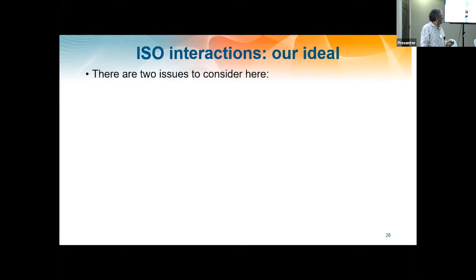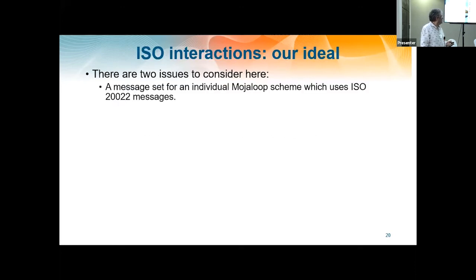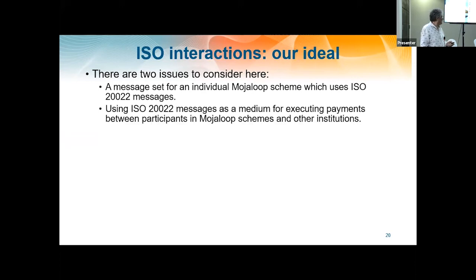So what we'd really like to be able to do is, first of all, we need a message set for an individual Mojaloop scheme which uses ISO 20022 messages. But also, we would like to be able to use ISO 20022 messages of the appropriate kind as a medium for executing payments between participants in Mojaloop schemes and other institutions.